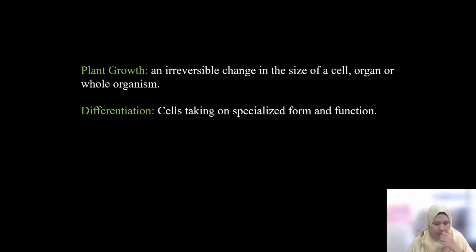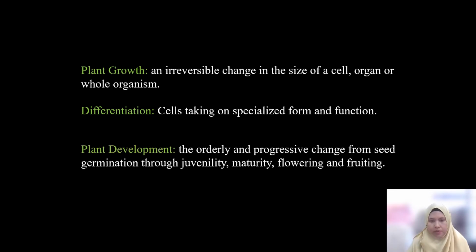And then, what do they grow? They grow in the size of the cell, then they grow the organ as well, and subsequently the whole organism. Meanwhile, differentiation is the cells taking on a specialized form and function. And so this is how the cells grow up. Plant development is the orderly and progressive change from seed germination through juvenility, maturity, flowering, and fruiting.